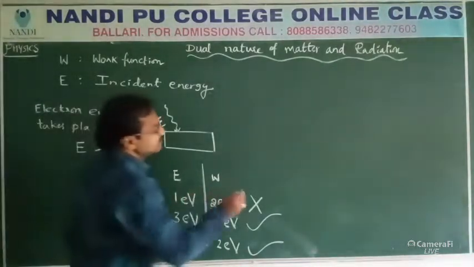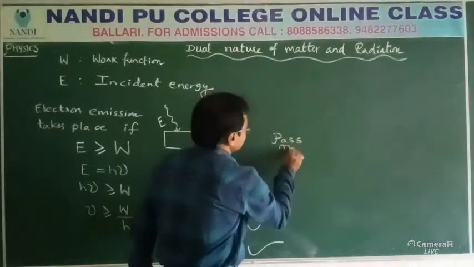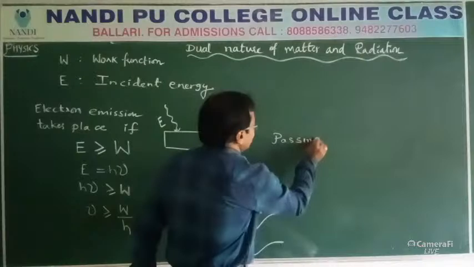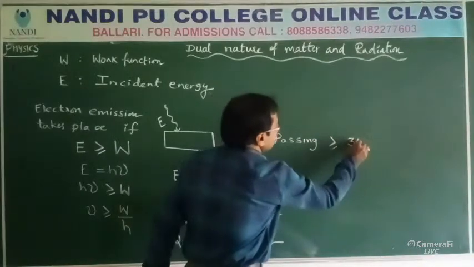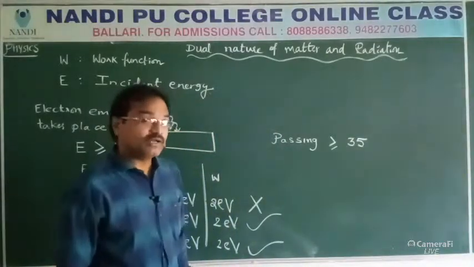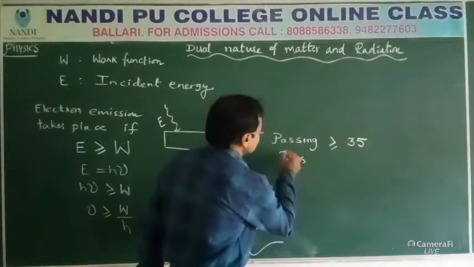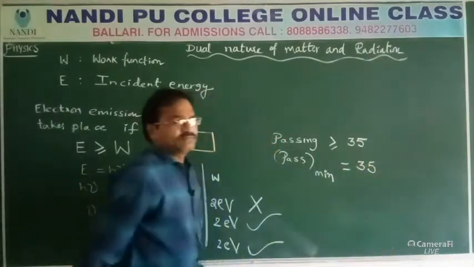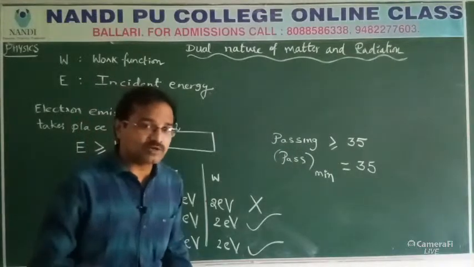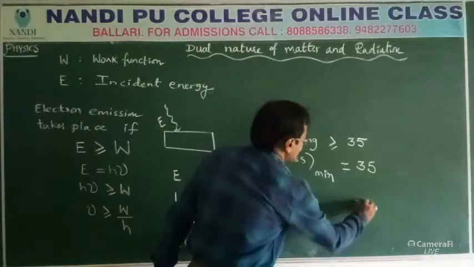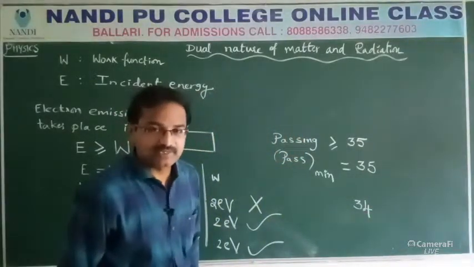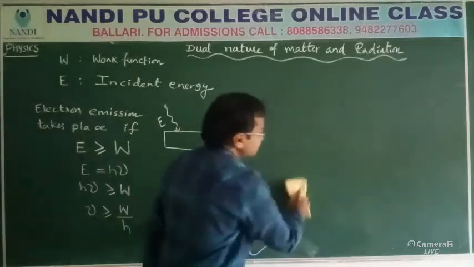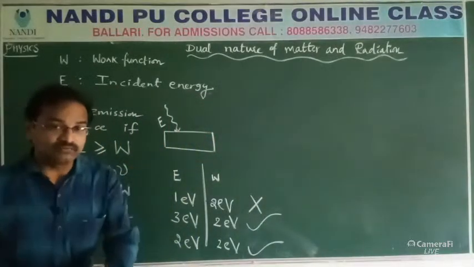Yes or no, children? See, for passing, you need greater than or equal to 35. Yes or no? Then what is minimum for pass? 35. If 36, also pass only; 37 also pass. If it is 34, then you are not considered as pass. So the minimum frequency below which no electron emission takes place is called threshold frequency.